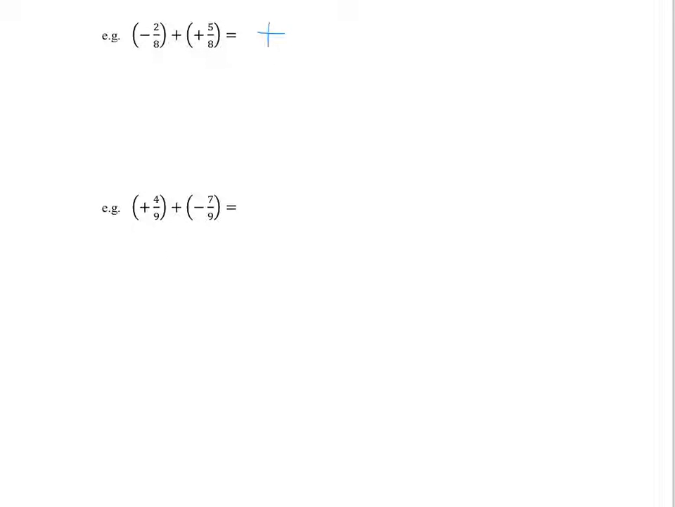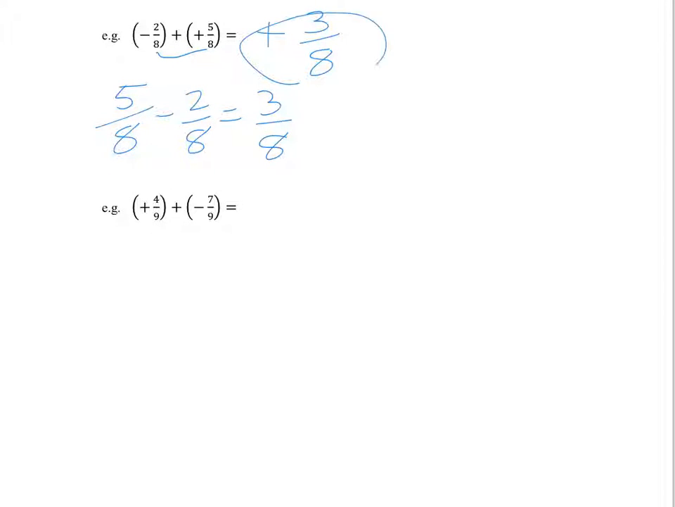And then now we have to subtract 5/8 minus 2/8. Well, they have the same bottom already, so that stays the same, and then 5 minus 2 is 3. So our final answer is positive 3/8.